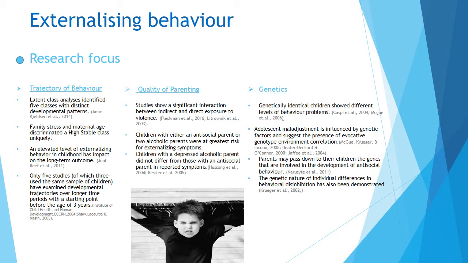The genetic nature of individual differences in behavior disinhibition was demonstrated by Kruger in 2002. In 2005, he also took part in conducting an experiment which suggested that adolescent maladjustment is influenced by genetic factors. This affirmation has been backed up by another interesting study, which found that parents may pass down to their children the genes that are involved in the development of antisocial behavior.